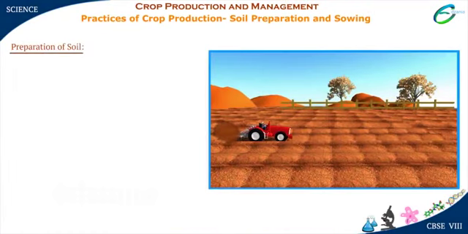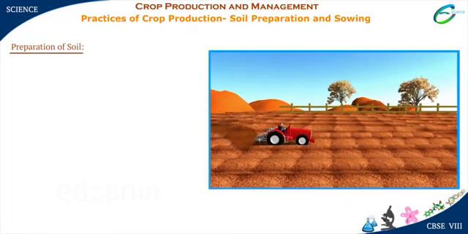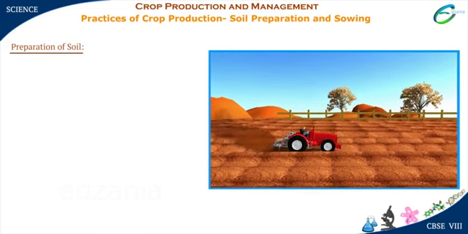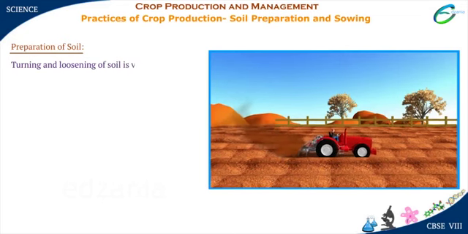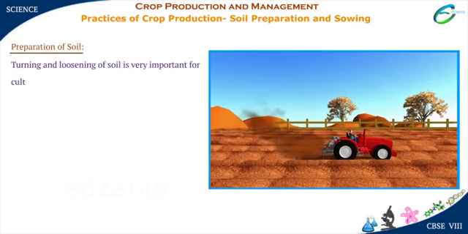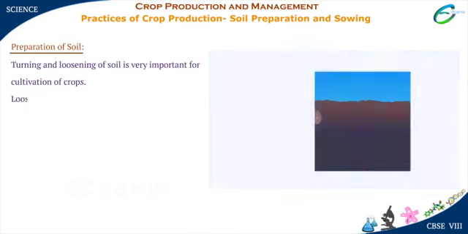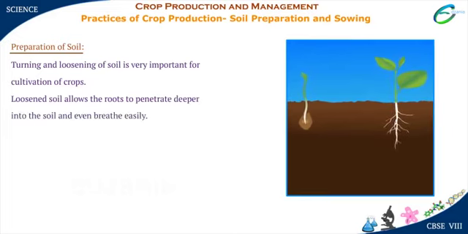Preparation of soil. Before sowing the seed, the first and foremost step is to prepare the soil for a good yield. Turning and loosening of soil is very important for cultivation of crops. Loosened soil allows the roots to penetrate deeper into the soil and even breathe easily.